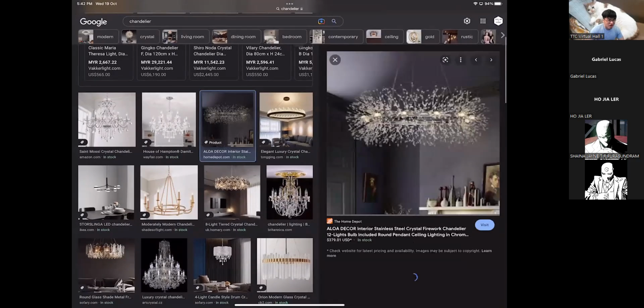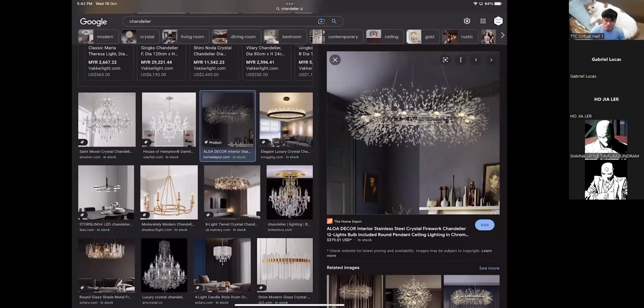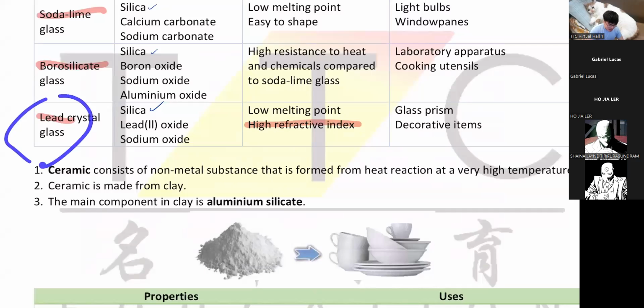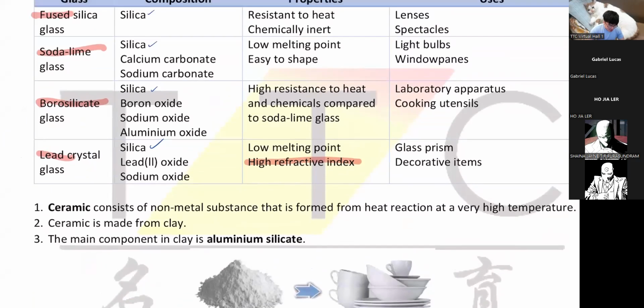To make my chandelier sparkle and go bling bling, I will use lead glass. That's the only thing. So they are not used to make any container. Right, that's it.